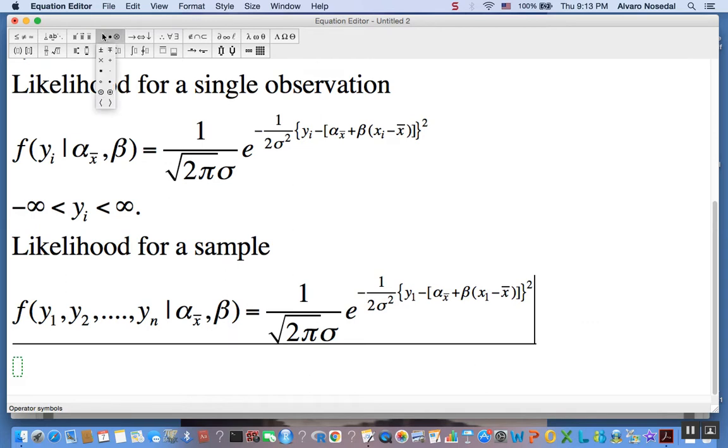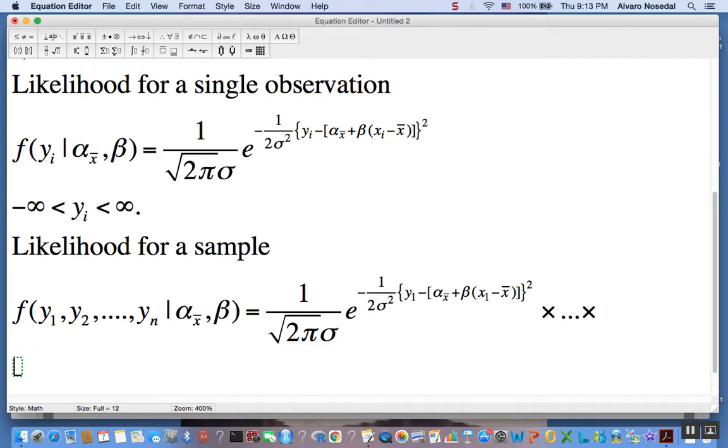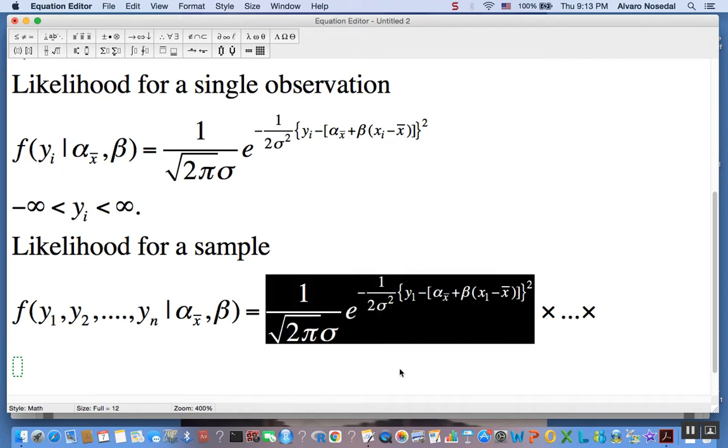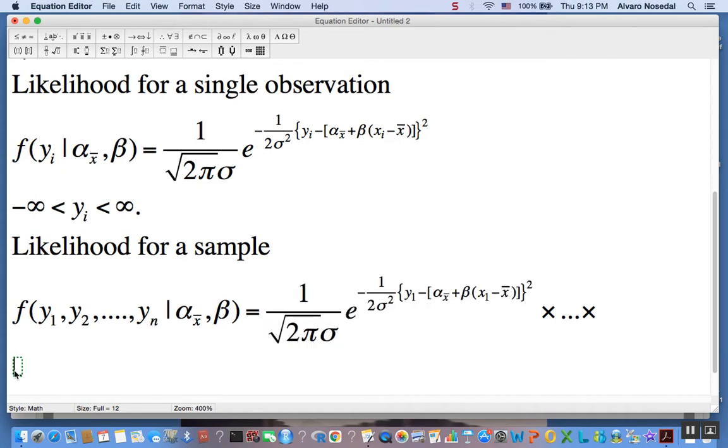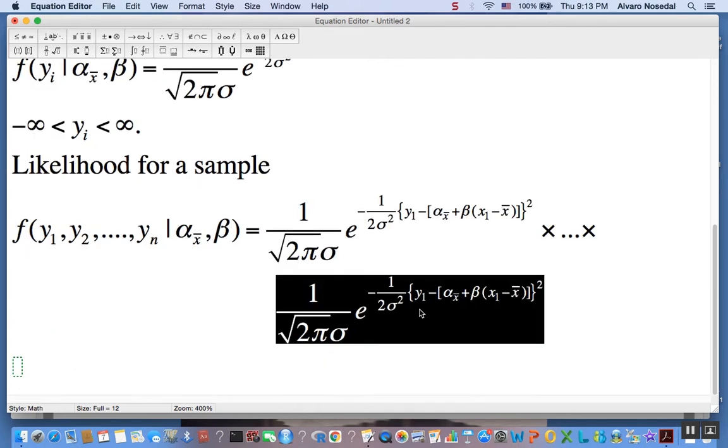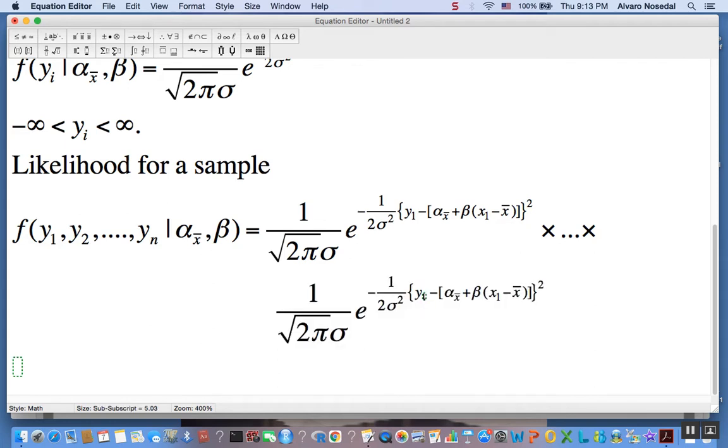times, and then we are going to have n of those terms, right? The other one would be something like this, but with an n in it, right? Times something like this, the nth observation. Okay? Agreed? Okay.